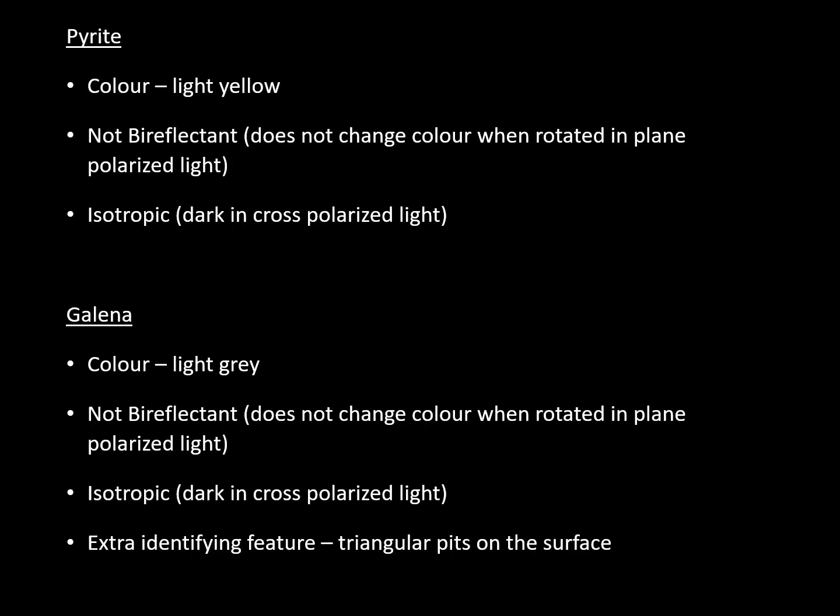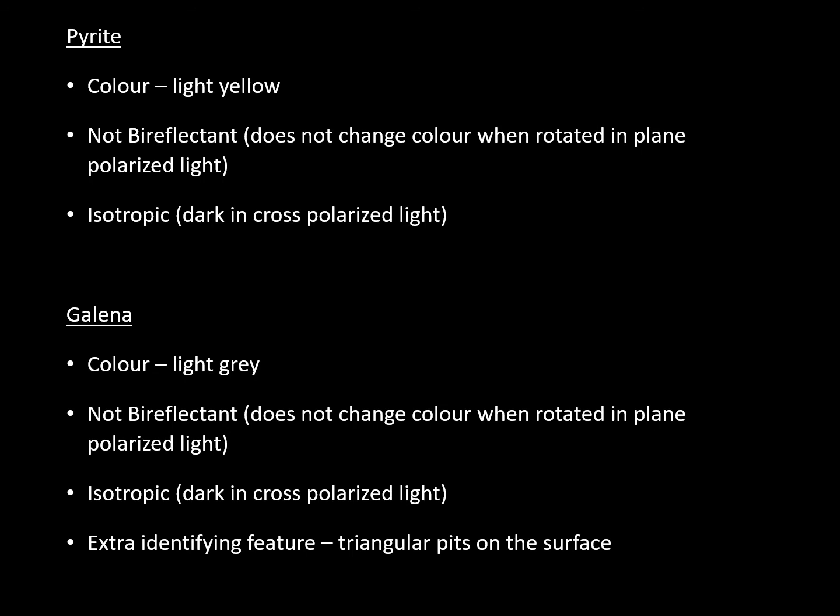All right, so these are the properties of pyrite. Its color is light yellow. It's not bireflectant, so it doesn't change when we rotate the stage in plain polarized light. And it is isotropic, so it's dark in cross polarized light.